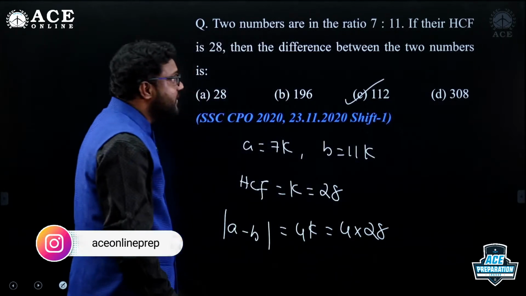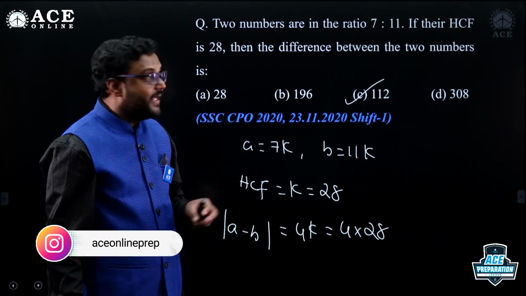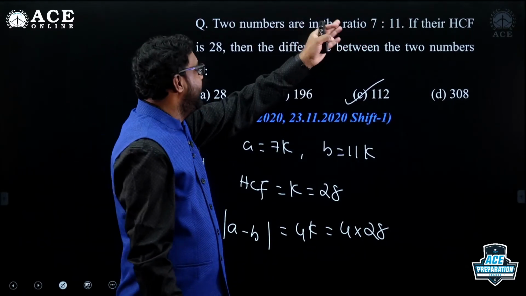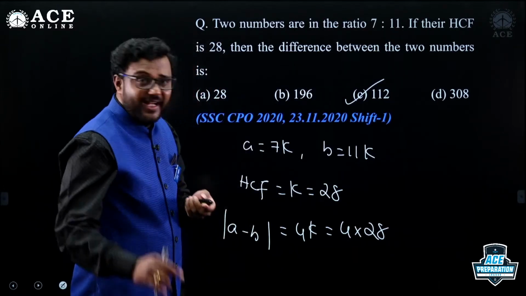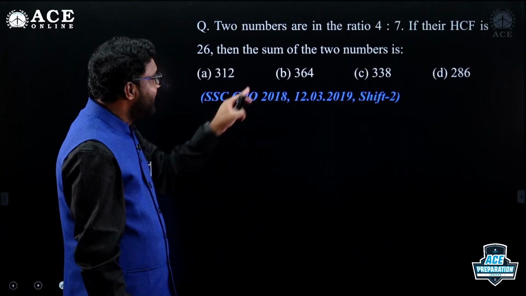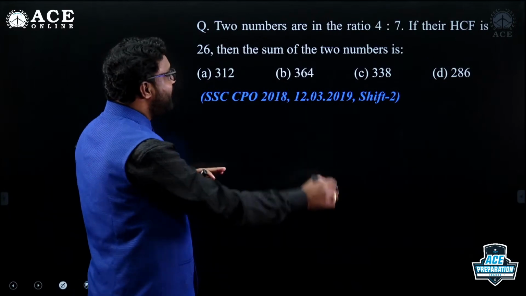Easy question this is. Difference between the two numbers. Okay, HCF is given, you know two numbers values directly. Okay, 7 into 28, 11 into 28. Directly we can do 4 into 28. Next question, you should take hardly 30 seconds, my dear friends. See the next one. They are asking sum of the two numbers. They given HCF already. What is sum of these two numbers?